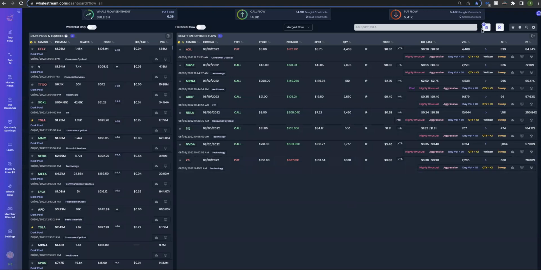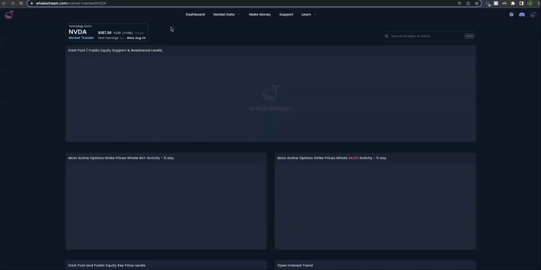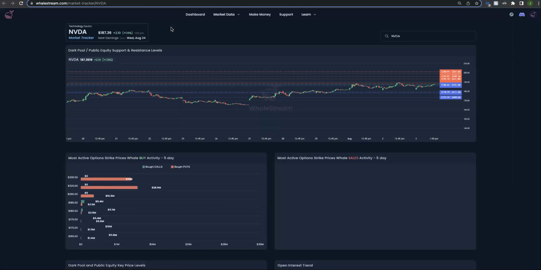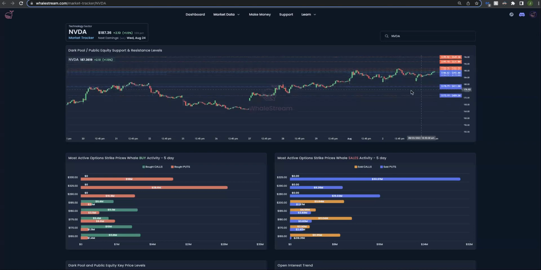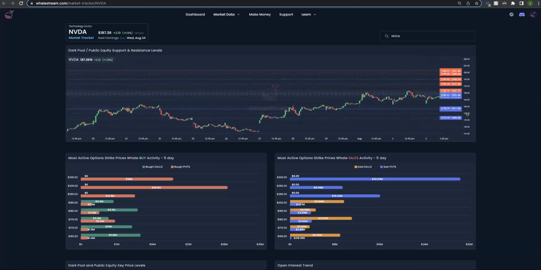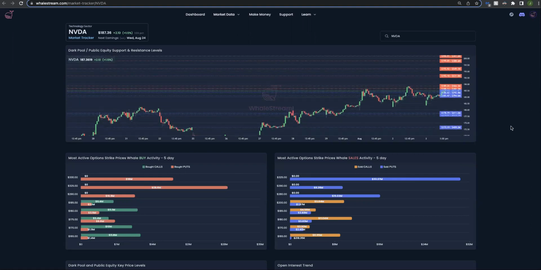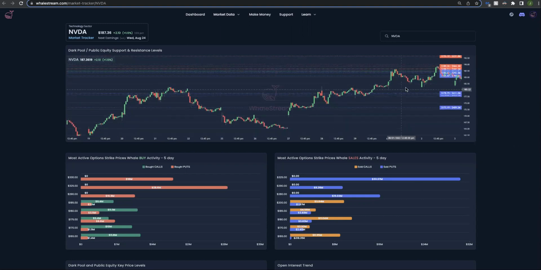Another really cool tool is the market tracker. So when you click on the market tracker, it's showing the new tab, right? Just want to make sure I'm sharing it properly. Are you guys seeing it? Somebody put it in the chat. I see your NVIDIA with the dark pool levels, and then your most active. Perfect. Thank you.